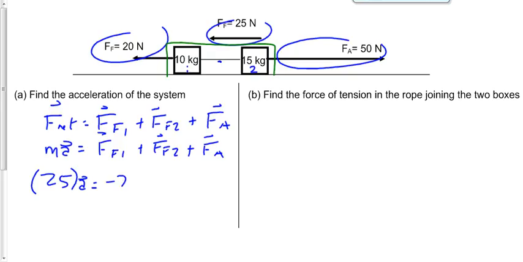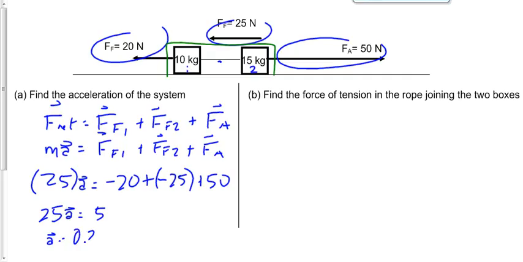FF1 is negative 20 because it's to the left. FF2 is negative 25 because it's to the left. And FA is positive 50 because it's to the right. So I end up getting 25 times a equals positive 5. a ends up being equal to 5 divided by 25. I think that's 0.2, 0.20 meters per second squared. So that's not really anything new, is it? Except for recognizing that the 10 and the 15, for purposes of question A, are really just one object.